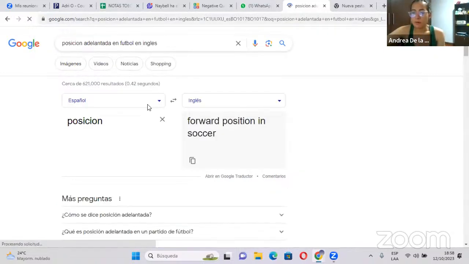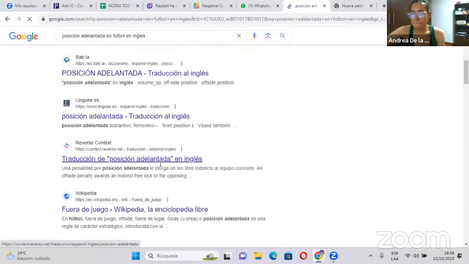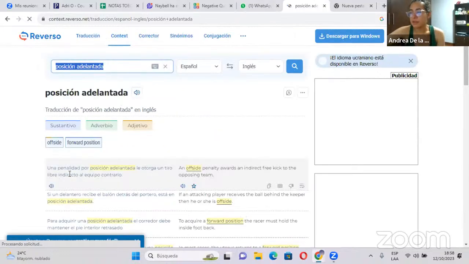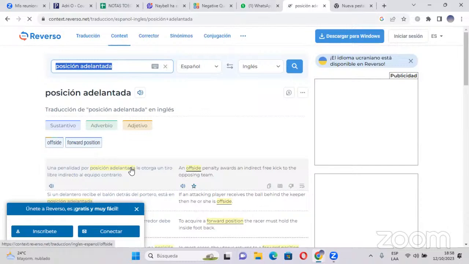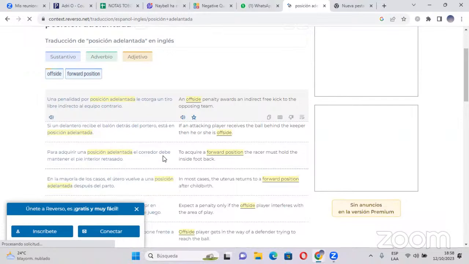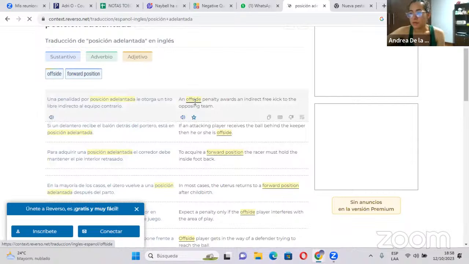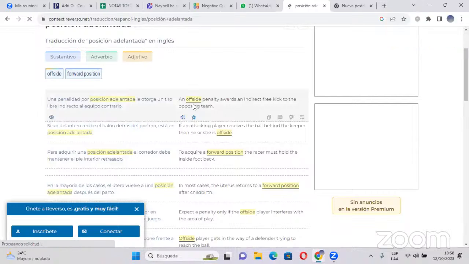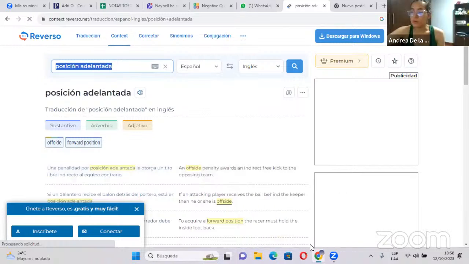Forward, but I don't know. Offside. Fuera de juego, ¿no? Es offside. And offside, is it the same? Yeah, offside. Oh, offside. Yes. Oh, okay. Right, right. But honestly, I never understood that rule.